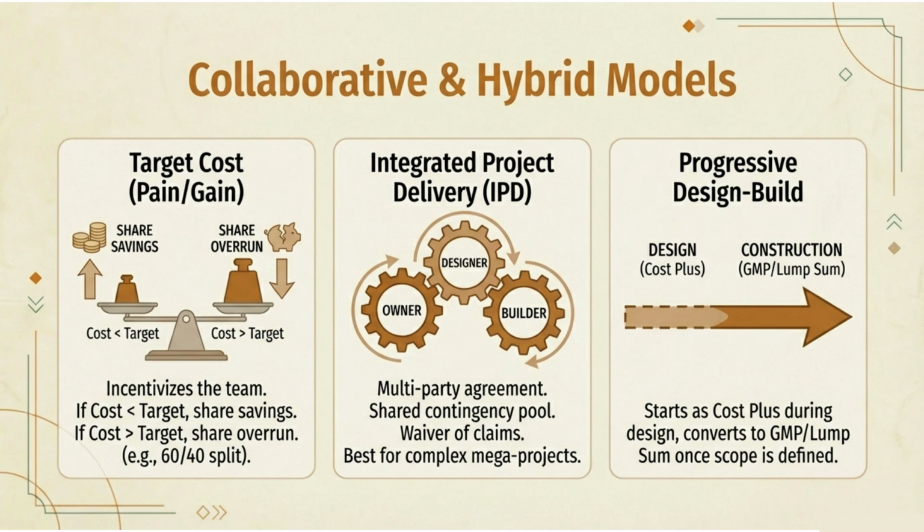Third, Progressive Design Build. This is the two-phase approach. Phase 1. Design, cost plus. Figure out what we're building. Phase 2. Construction, GMP, lump sum. Build it efficiently. You start flexible during design, then lock in once scope is defined. Smart. These models represent the evolution of construction contracting from adversarial to collaborative, from cover your butt to let's actually work together.